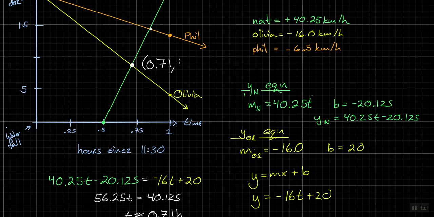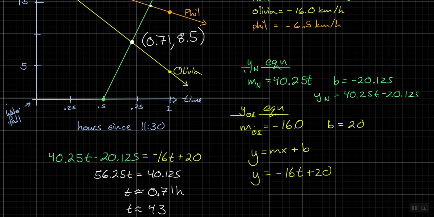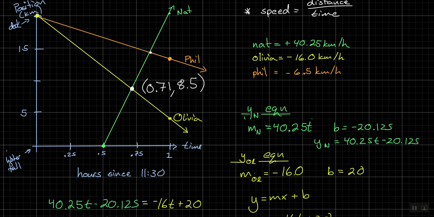Shout it out once you have it. 8.45? Okay, so I'll call it 8.5. Can I get a second? Third? Okay. So now that we have that number, they are closest. At 12:13, they are closest. And what is that distance? And there's a few ways you can word this. Could you find the actual distance between them? You could. However, I think that we have enough to answer this at what distance, because it's really unclear.